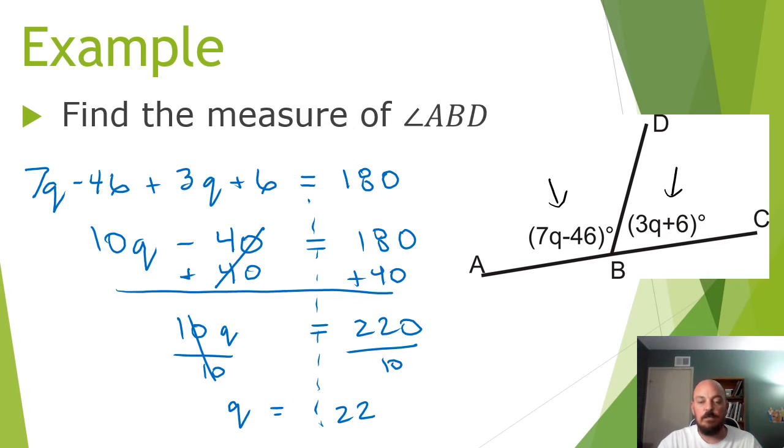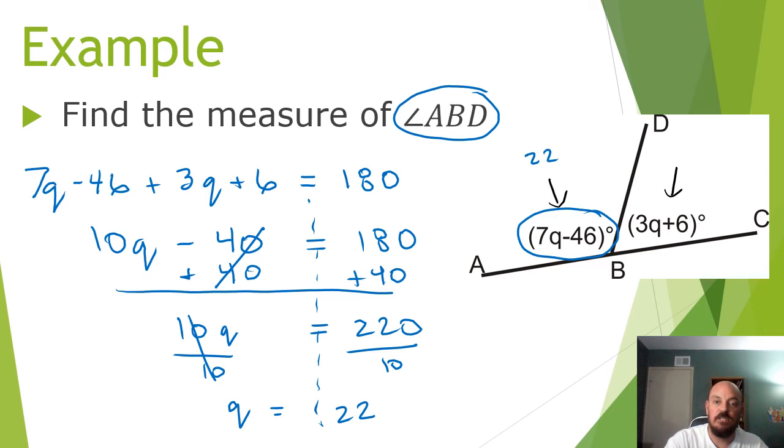But remember, just like our example from yesterday, that's not the answer to the question. Don't solve for q and stop. If you look, what I asked you to do is find angle ABD. Well, angle ABD is this one right here. So what you want to do is go back, take your answer, 22, and substitute it in for that q right there. So to finish out this question, what I have is 7q minus 46.